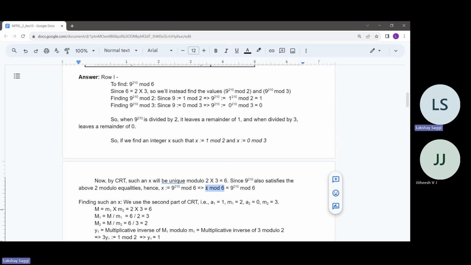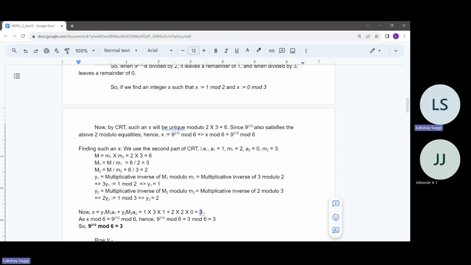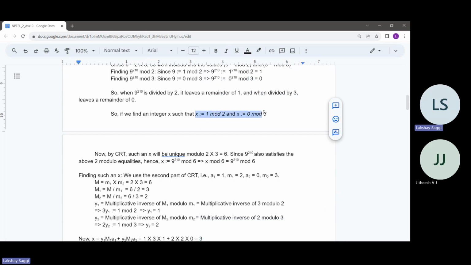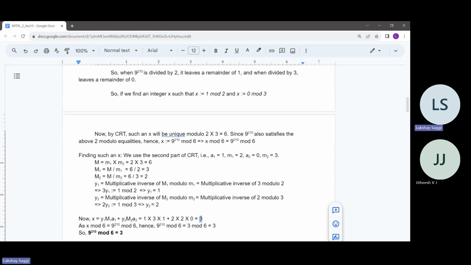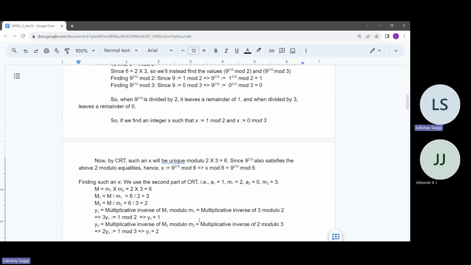And why is this the case? Because with respect to mod 6, this equation should have a unique solution. And we know that one solution for this equation is x equal to 3, and another solution for this equation is 9 raised to power 210, because we saw that 9 raised to power 210 divided by 2 leaves a remainder of 1 and divided by 3 leaves a remainder of 0. So we know that this equation has at least two solutions: 9 raised to power 210, and the other solution is this 3, which we derived from CRT.